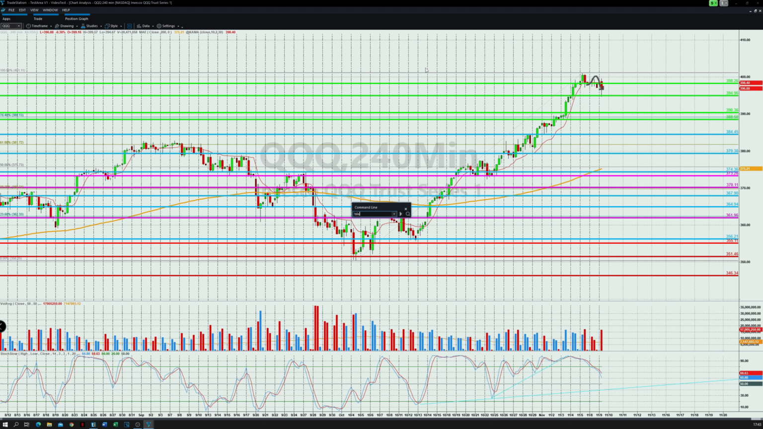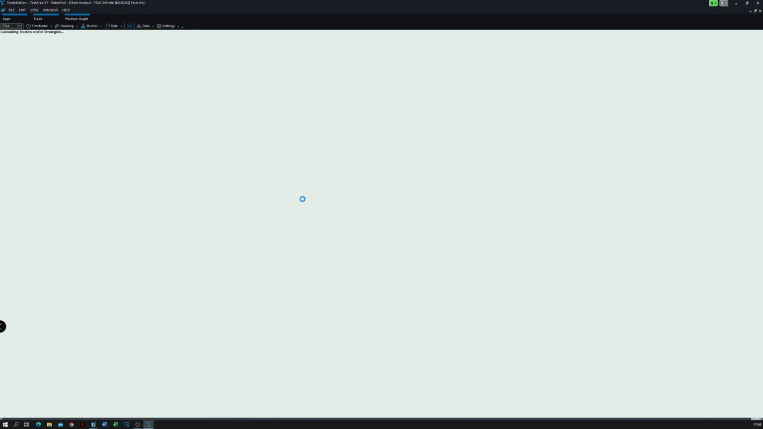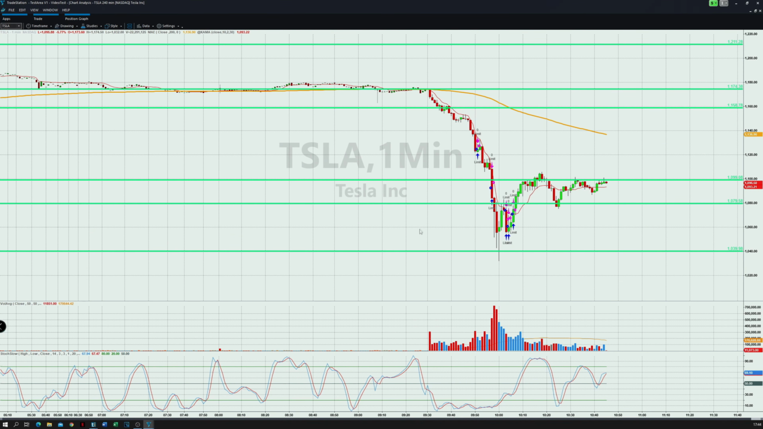Let's check Tesla. Tesla did crazy today. For me, it was crazy. This is all the trades I took. So let's go to the 1 minute chart, see it more clearly. And I don't trade the 1 minute chart. I'm scalping it with the price action move. So I missed all the downside here.